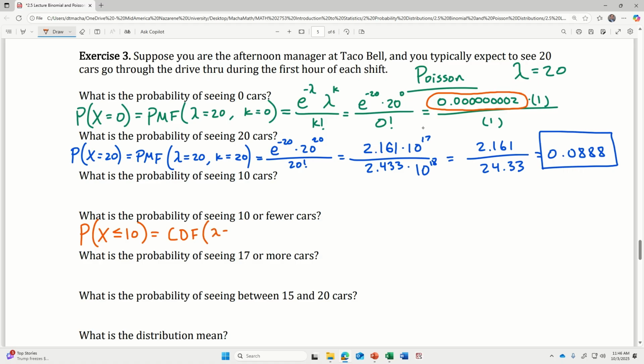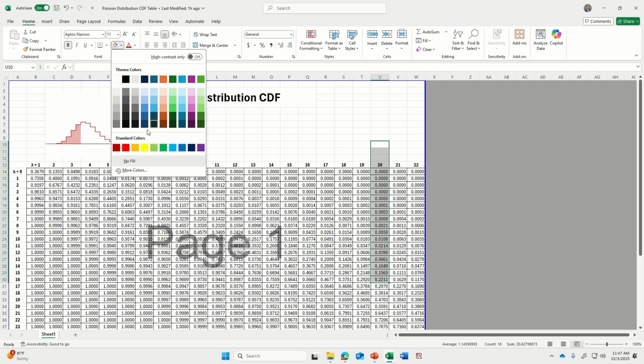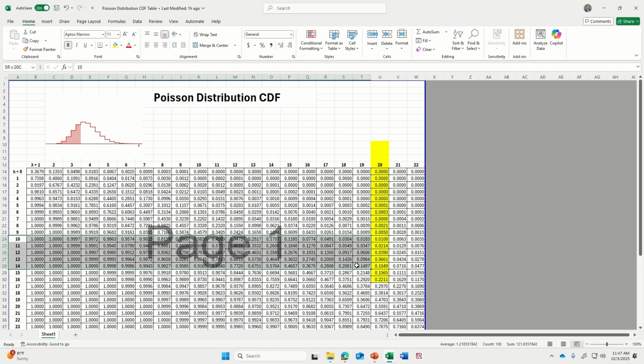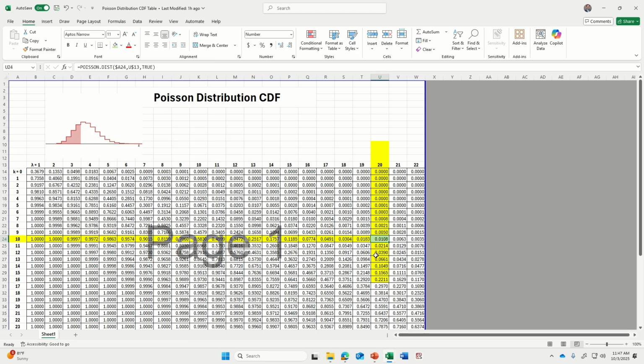So lambda is 20, k is 10, and I pick up my CDF table for the Poisson distribution. Lambda is 20, so it's this column. K is 10, so it's this row. And that intersection says 0.0108.